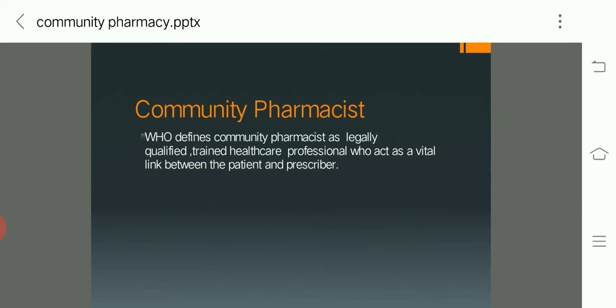Then, what is a community pharmacist, or who is a community pharmacist? The WHO, World Health Organization, defines the community pharmacist as a legally qualified, trained healthcare professional who acts as a vital link between the patient and the prescription. So what is the qualification of a pharmacist? He should be a registered D Pharm qualifier or a registered B Pharm qualifier, and he is also a trained healthcare professional.